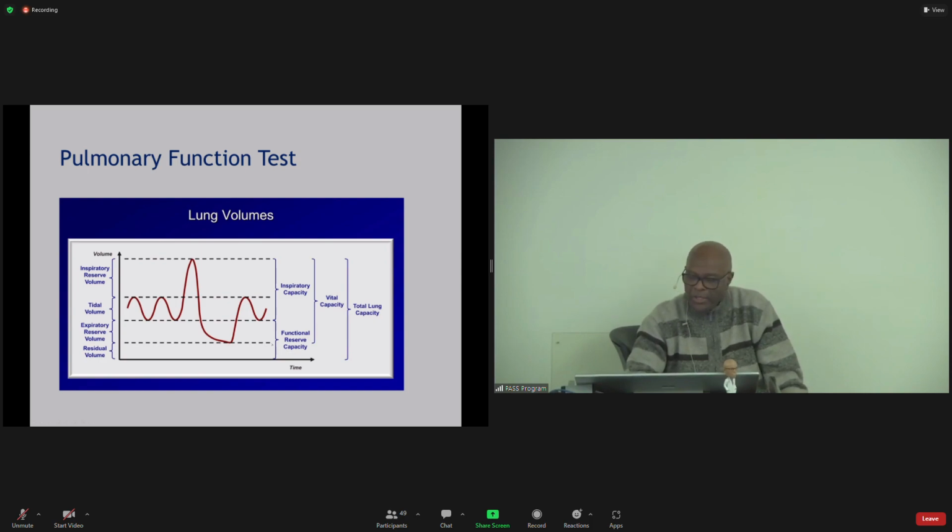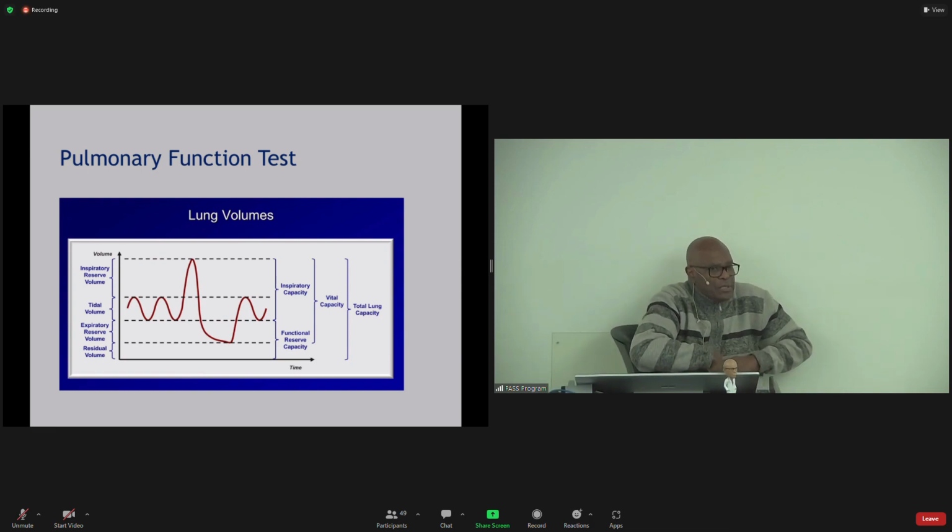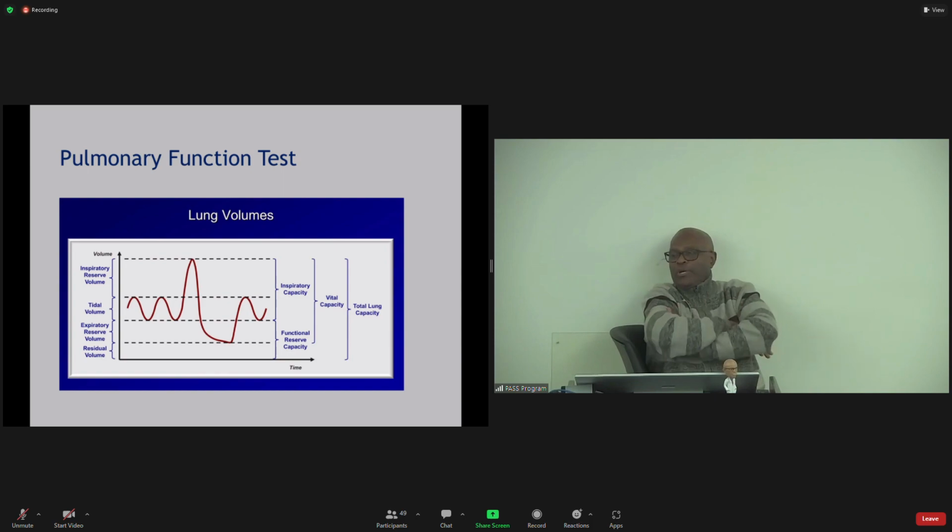Then the next volume is called expiratory reserve volume. This is the amount of air left in your lungs you can force exhale. That means at the end of exhalation, there's still some more air you can blow out. That's expiratory reserve volume, but you have to force it out. Notice you got to use all these abdominal muscles. Now more air can come out.